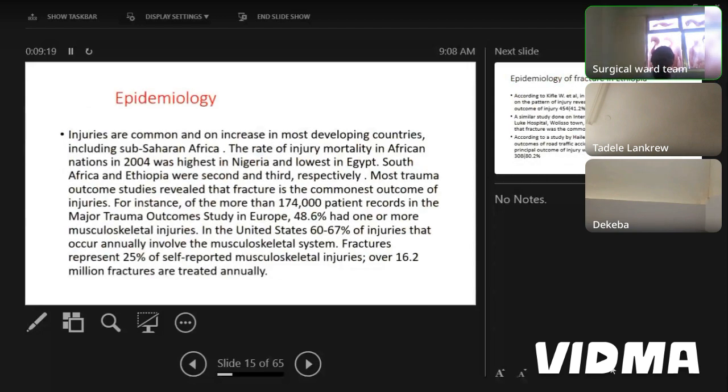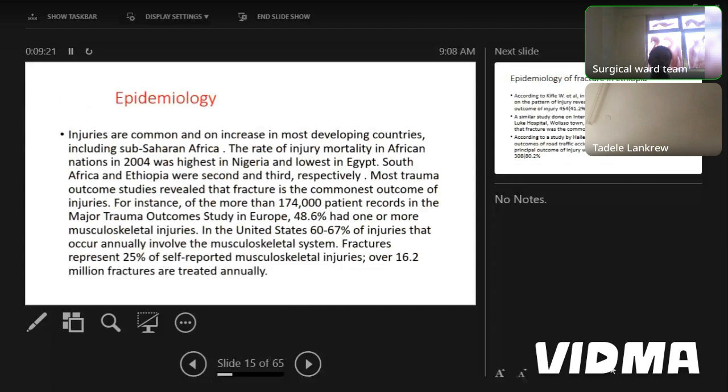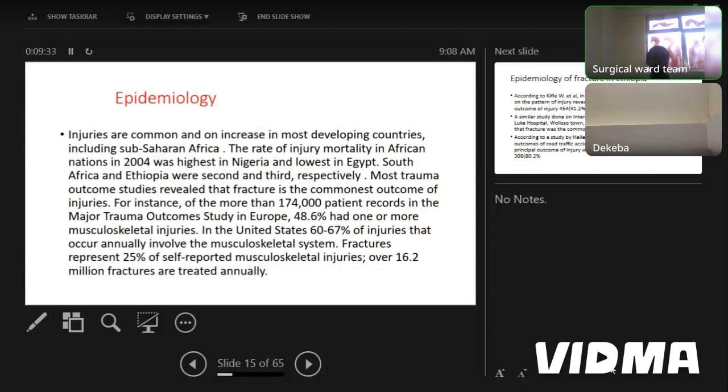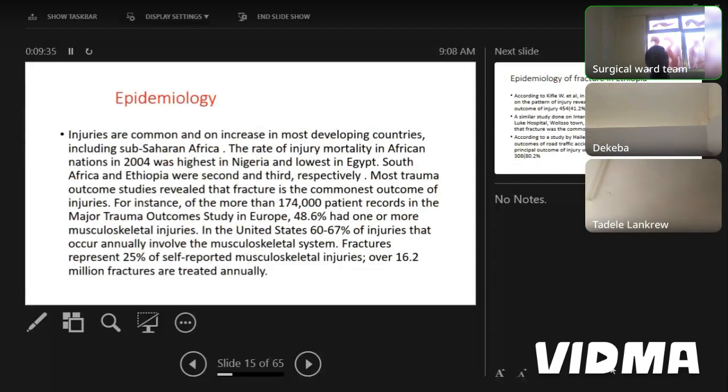When we come to the epidemiology of fracture, bone fracture injuries are common, or increasing, in most developing countries, including sub-Saharan Africa. The rate of injury mortality in African nations in 2004 was highest in Nigeria and lowest in Egypt. South Africa and Ethiopia were second and third respectively. That means South Africa is ranked second and Ethiopia third.